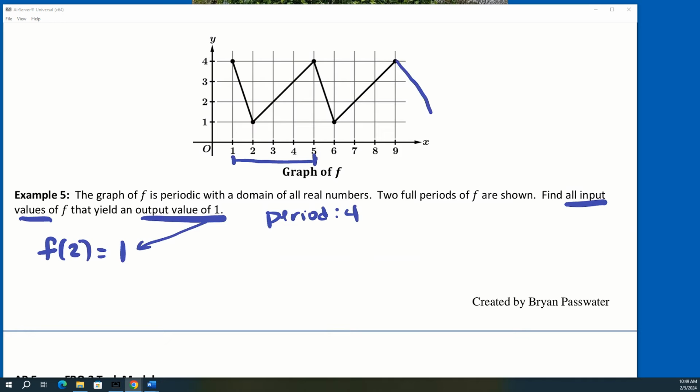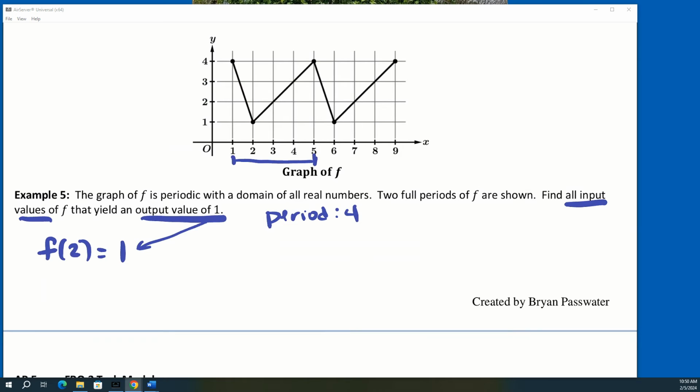If we continue to more, 10 would also give you an output of 1. And then if we continued it again, that's not good. It didn't do what I wanted it to do. But 14 would. We could do it in the other direction and see that other ones will as well. So let's just represent it.